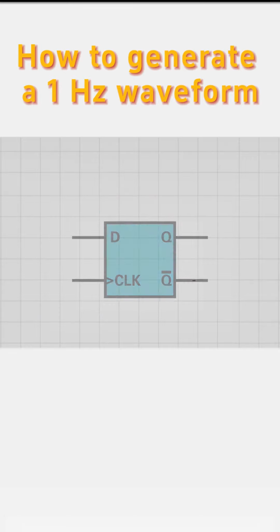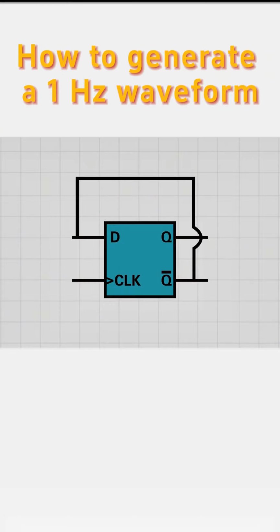Now, what happens if we connect the output of Q0 back to its D input? For instance, if we start with D input as 1, when the clock signal changes from 0 to 1, Q starts to output 1, and Q0 outputs 0. At this point, Q0 will feed this 0 back to the input. When the next clock rises, Q will output 0, and this process continues, causing its output to keep changing.